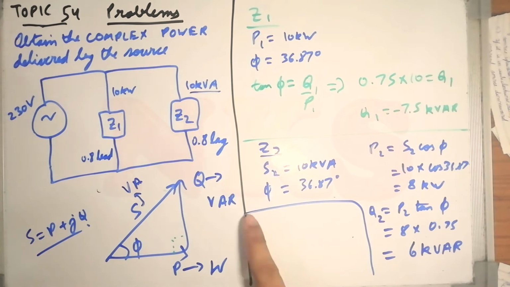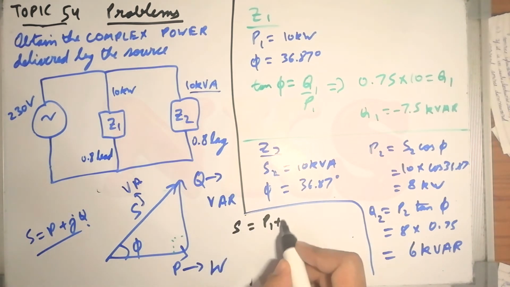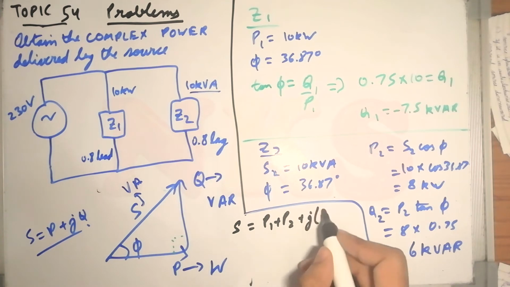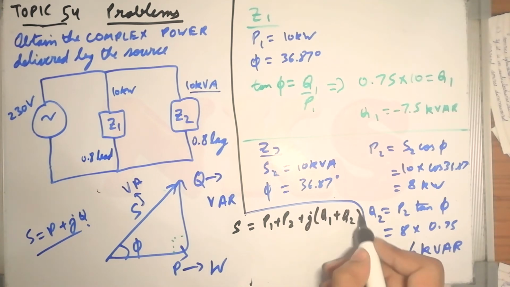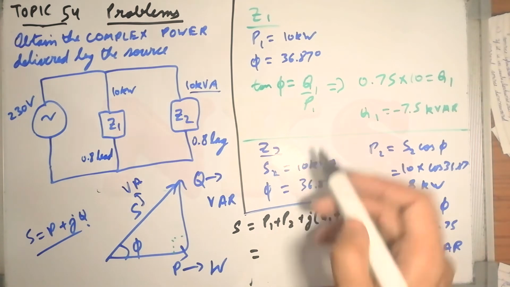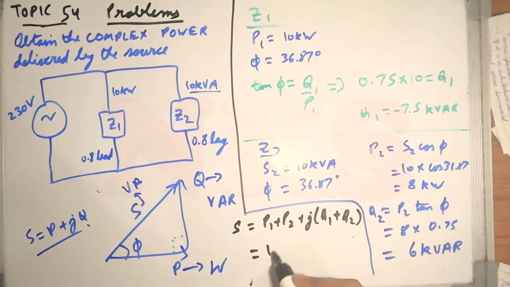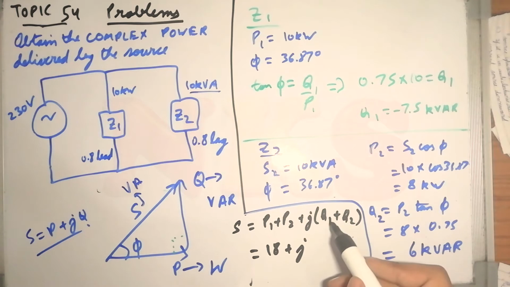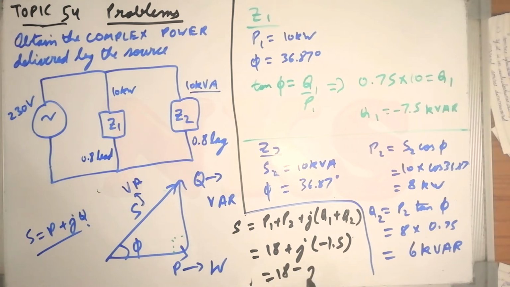My answer will be given by P1 plus P2 plus J times Q1 plus Q2. Simple. So P1 plus P2 will be 10 plus 8, 18, plus J times Q1 plus Q2, minus 7.5 plus 6, will be minus 1.5. So the answer will be 18 minus J 1.5. So that is my complex power. So that is the answer.